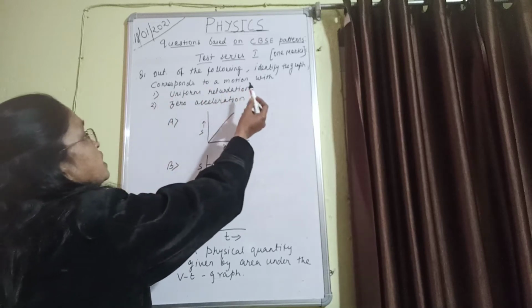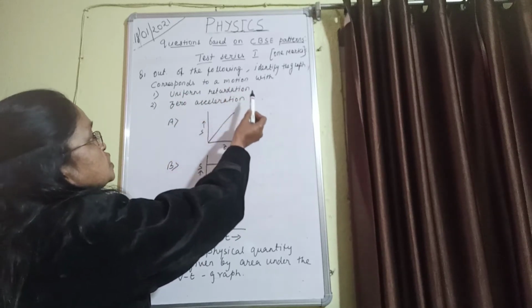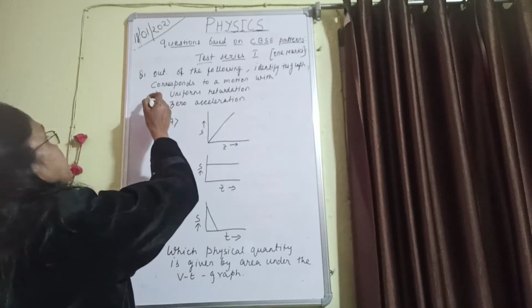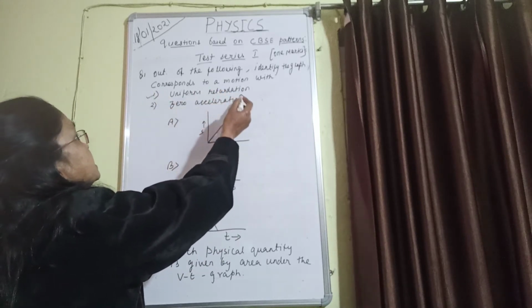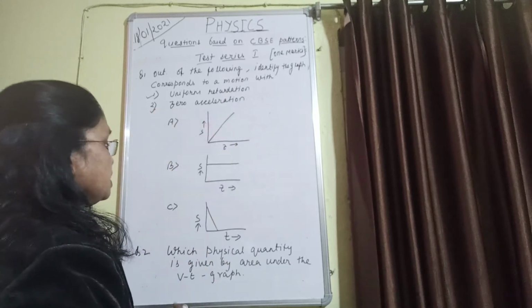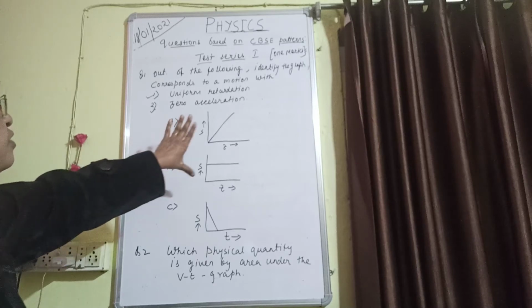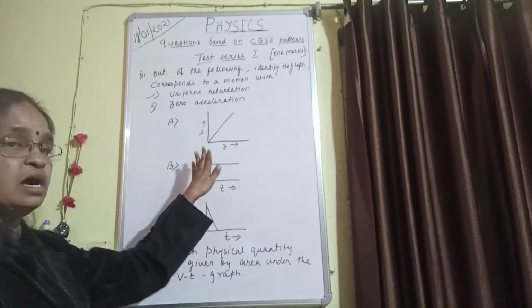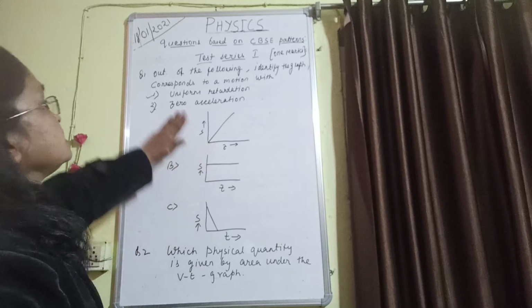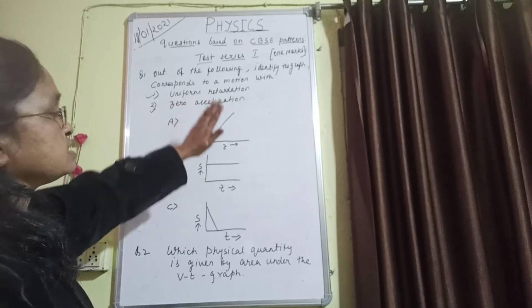Out of the following, identify the graph corresponding to a motion with number 1, uniform retardation, and number 2, zero acceleration. So these 3 graphs, A, B, C, are given to you, and from these only you have to find the answer: which one represents uniform retardation and which one represents zero acceleration.